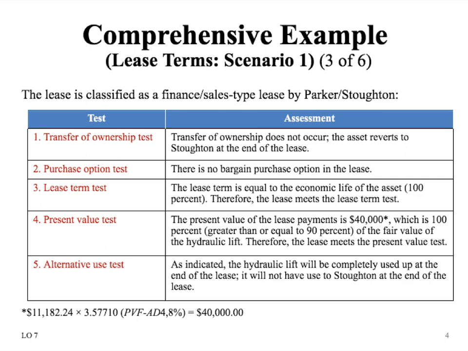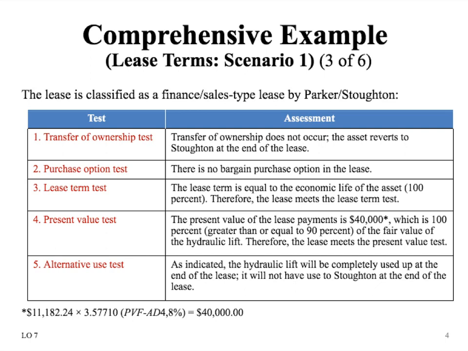Purchase option test: we don't have any bargain purchase option built into the lease. Lease term is actually at 100%, because lease term was 4 and economic life was 4. So you don't even have to go through the other two, because at this point you already know that it will be a finance type lease for Parker or a sales type lease for Stoughton, the lessor. I will go ahead and talk through the present value test just in case you need to go to the next line if the answer for number 3 is no.